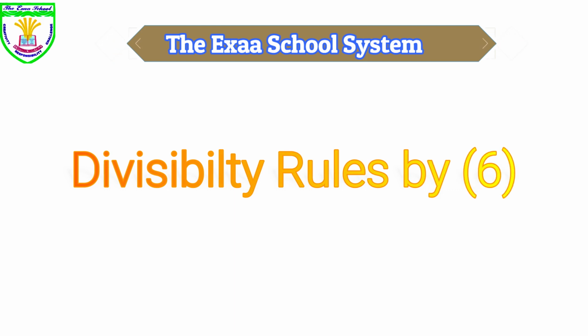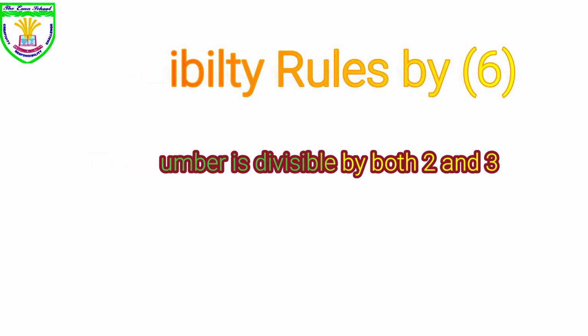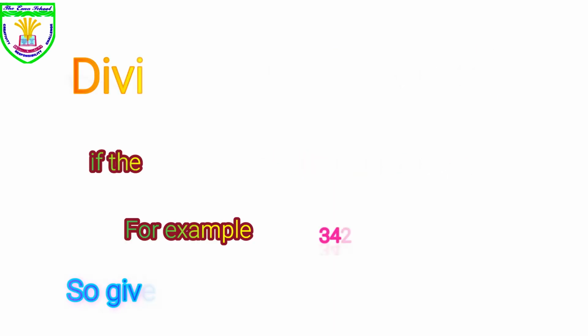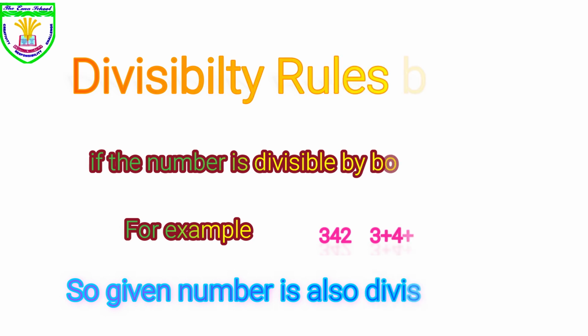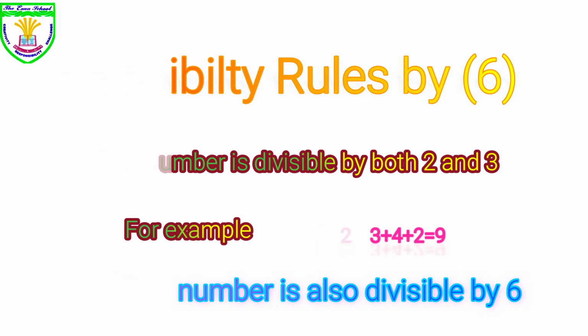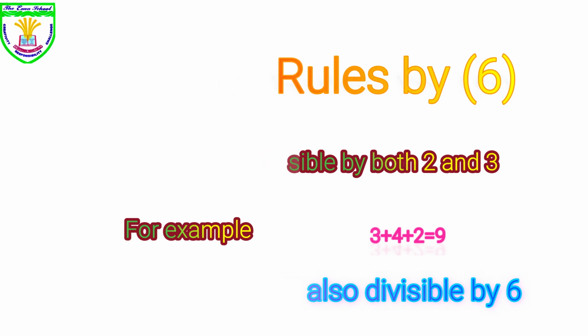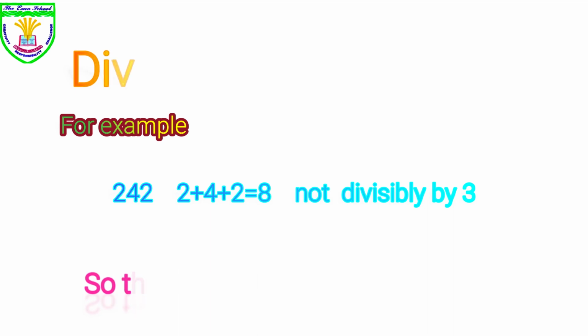Now let's see the divisibility rule for 6. If the number is divisible by both numbers 2 and 3, then that number is divisible by 6. For example, 342. The last digit 2 is even, so it is divisible by 2. Now to check whether the number is divisible by 3 or not, we will add the digits. 3 plus 4 plus 2 is 9, so 9 is divisible by 3. So we can say that the given number 342 is divisible by 6.